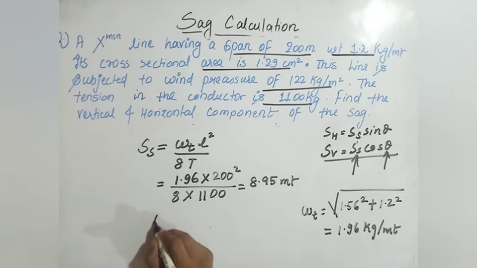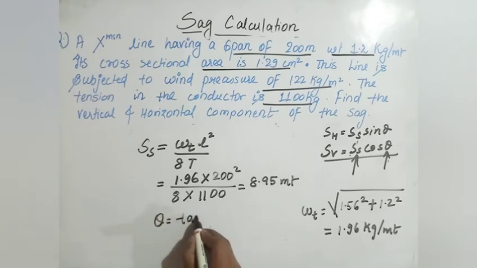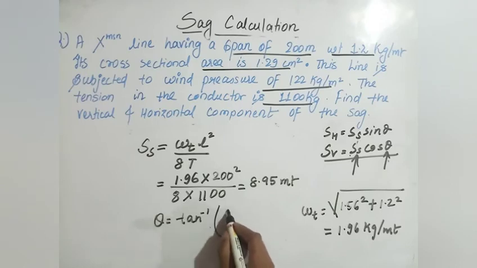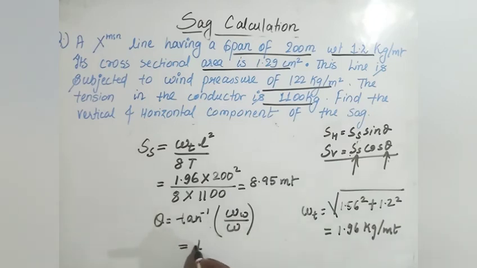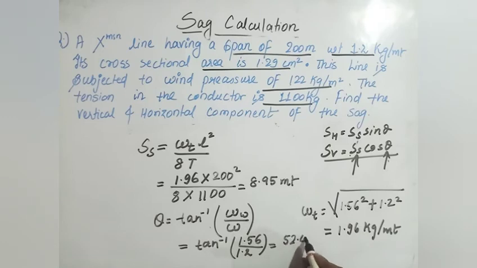Now theta is equal to tan inverse of wind weight divided by weight of the conductor plus ice, but in the question they have not given weight of ice, so we are writing only weight of conductor. So this will give you tan inverse of weight of wind, that is 1.56, divided by weight of the conductor, 1.2, which will give you 52.4 degree.